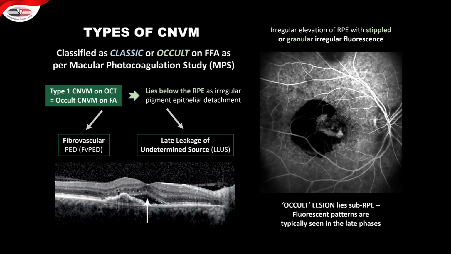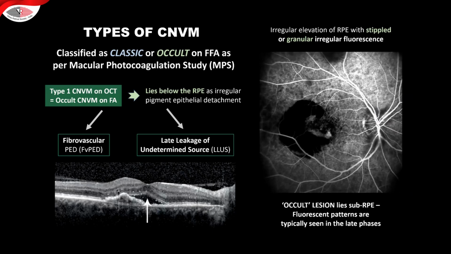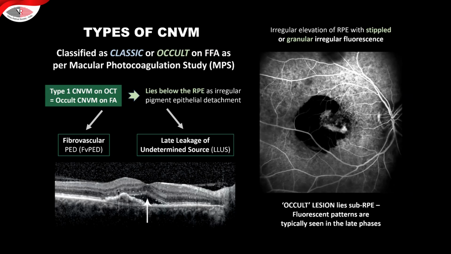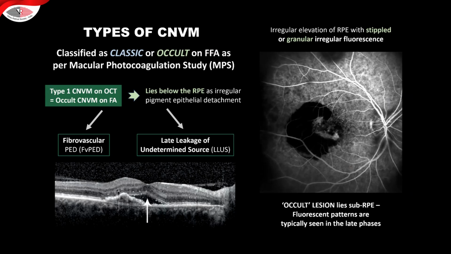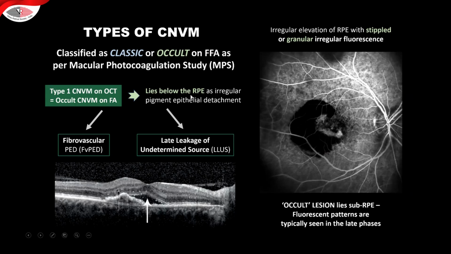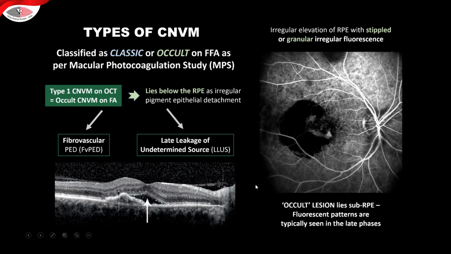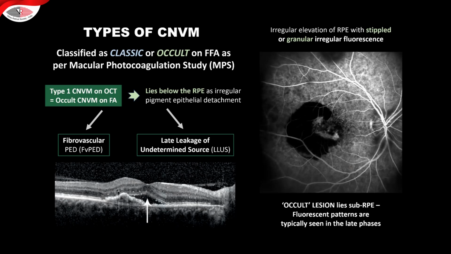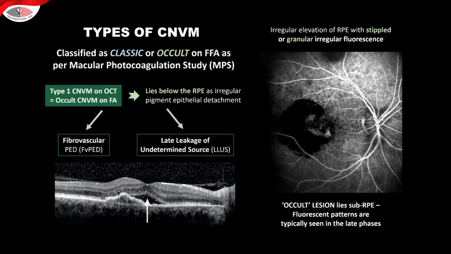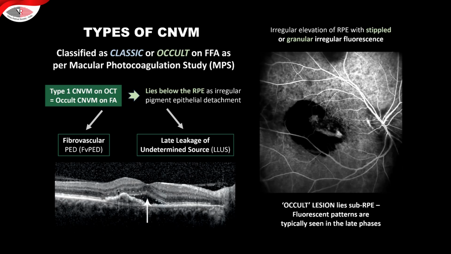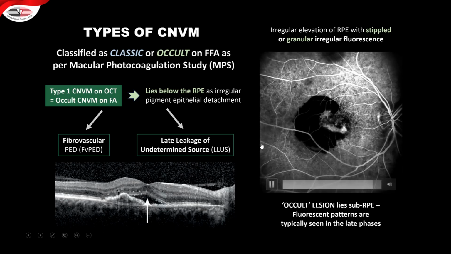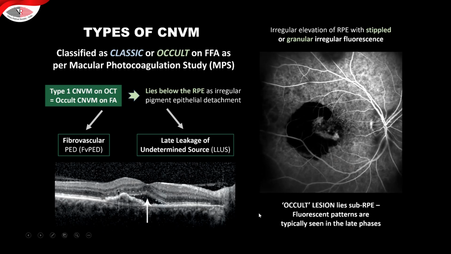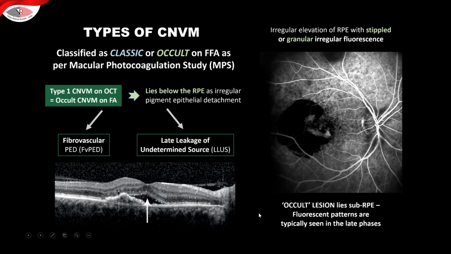So when we look at the types of CNVM on the fluorescein angiography, they are also classified as a classic and an occult membrane. Nowadays, we use multimodal imaging, so it's not just fluorescein. The OCT becomes a mainstay for us to look at any fluid as well as look at its location. But an occult lesion basically lies in the sub-RPE plane, and fluorescein patterns are typically seen in the late phases.